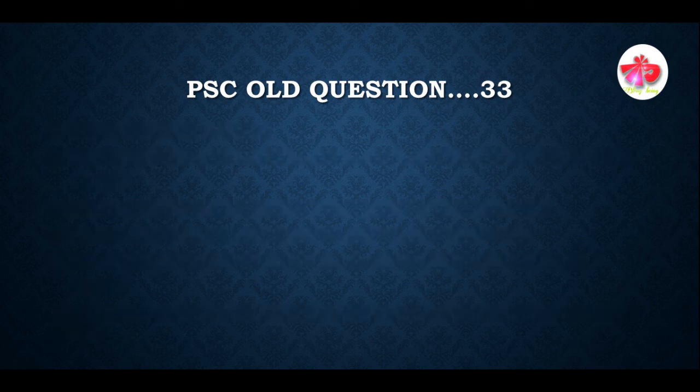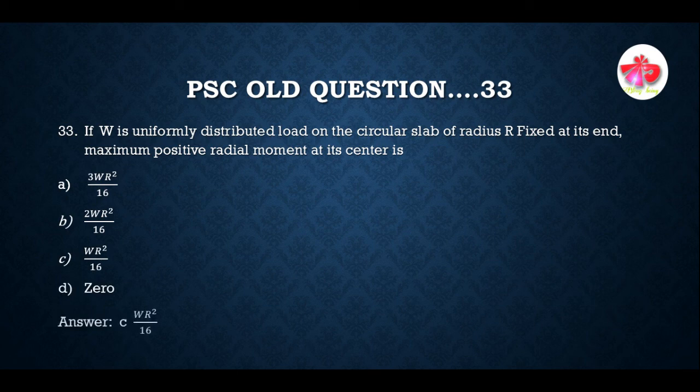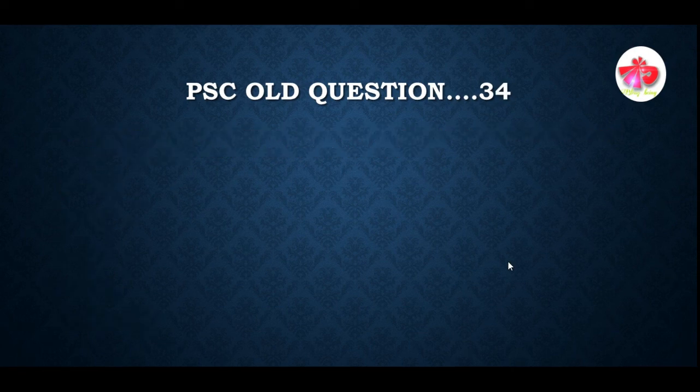Now let us move to question number 33. If W is the uniformly distributed load on the circular slab of radius r fixed at its end, then the maximum positive radial moment at its center is what? Option A is 3Wr² by 16, option B is 2Wr² by 16, option C is Wr² by 16, and option D is 0. So friends, the correct answer of this question is Wr² by 16.